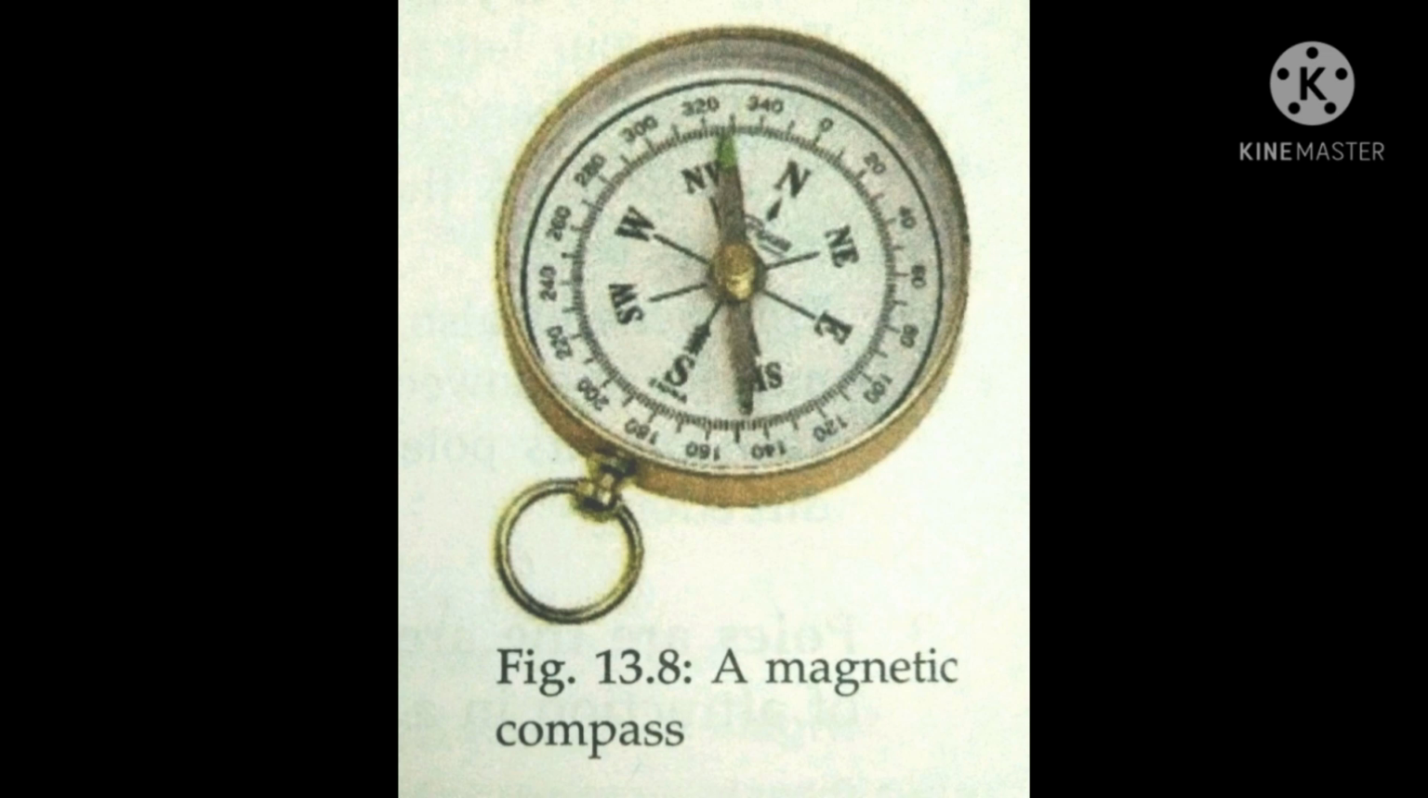The two ends of the needle are marked differently so that we can know which one is the north pole and which one is the south pole of the needle. The north pole of the compass is generally painted in a different color, like red, to distinguish it from the south pole.